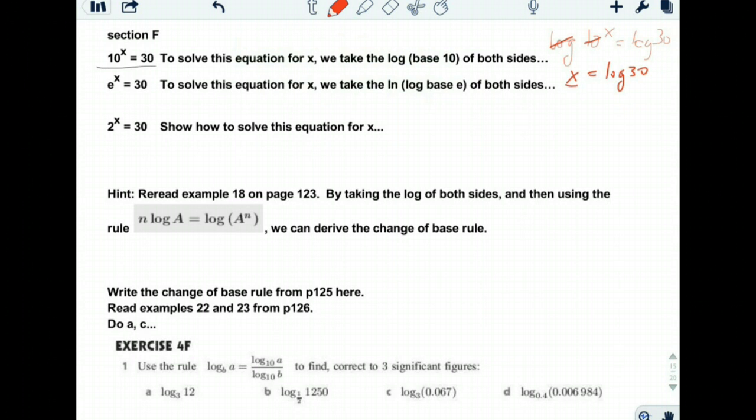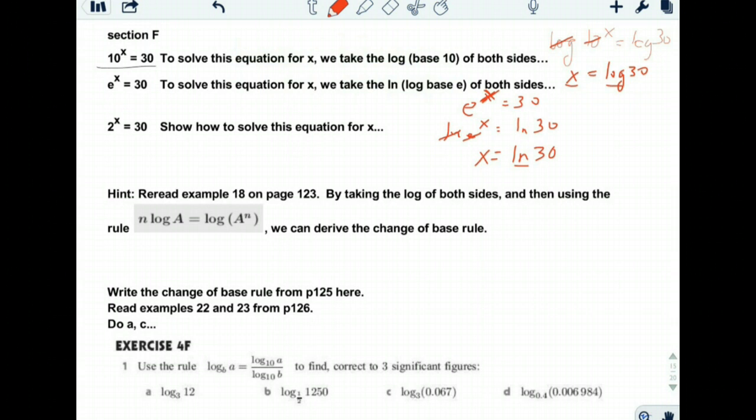Okay, what about e to the x? If we have e to the x equals 30, how do we find x now? Well, we conveniently have natural log, right? Natural log of e to the x is equal to natural log of 30, and natural log and e cancel each other out. So then you're left with x equals natural log of 30. And on the calculator, you have a natural log button and a log base 10 button to calculate those.